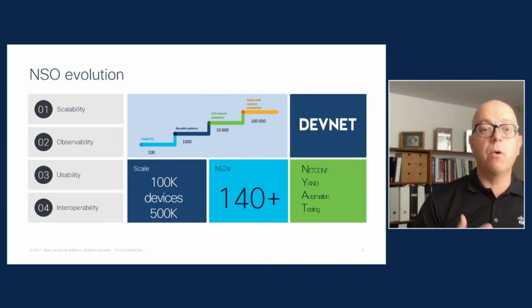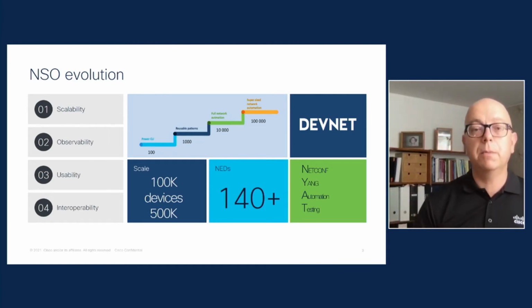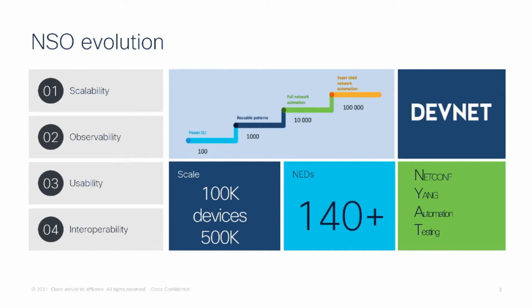First, I would like to talk about the tremendous development of NSO over the last few years. Bear in mind, when we talk about NSO and what's actually happening, we have 4 pillars there: scalability, observability, usability, and interoperability. And where we are now with NSO, and growing within the 5X series, we have customers that manage up to 100,000 devices with 500,000 instances of services. This is possible by the continuous evolvement of the NSO platform.